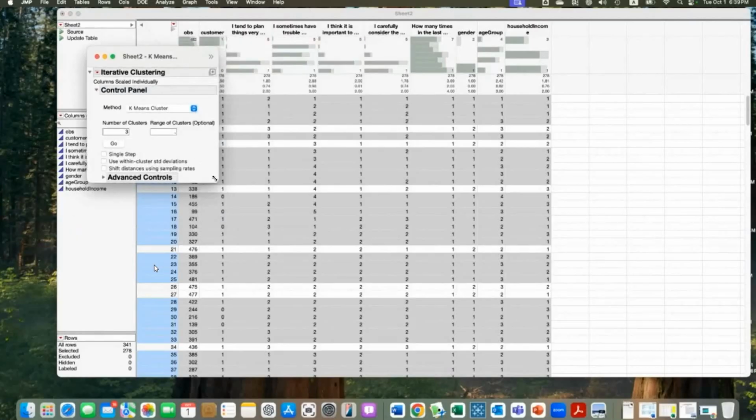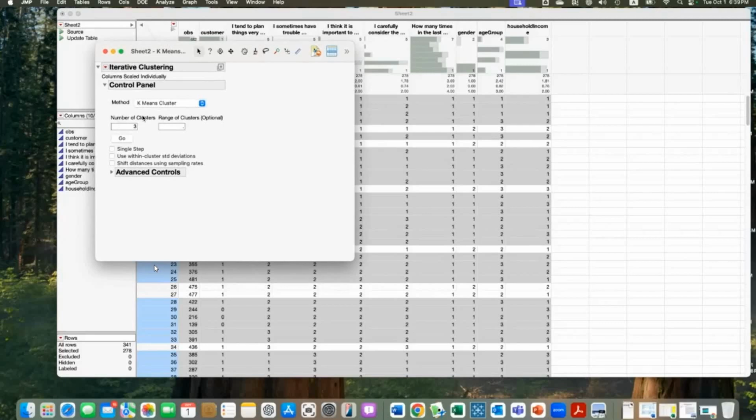So here, given the number of clusters, I can choose the minimum number of clusters, 3, and for the range, I will put 6. So I'm going to create the cluster results with 3 clusters, 4 clusters, 5 clusters, and 6 clusters. And then we are going to compare which number of clusters is optimal. Right? So once you input the range, you click go.